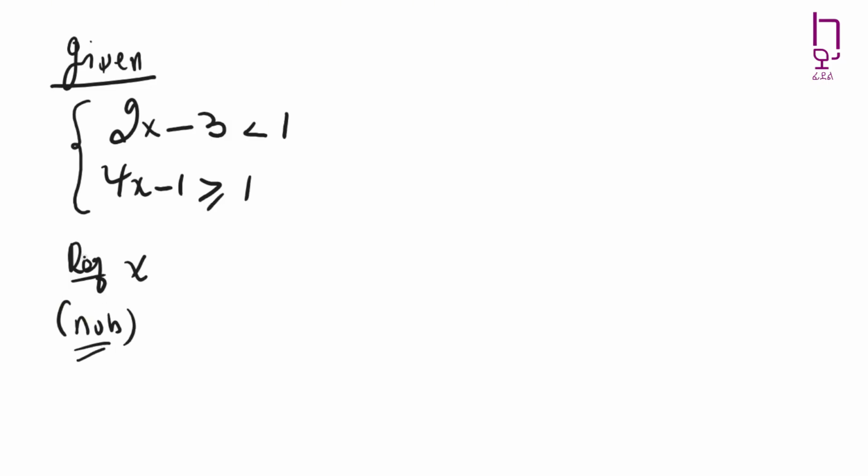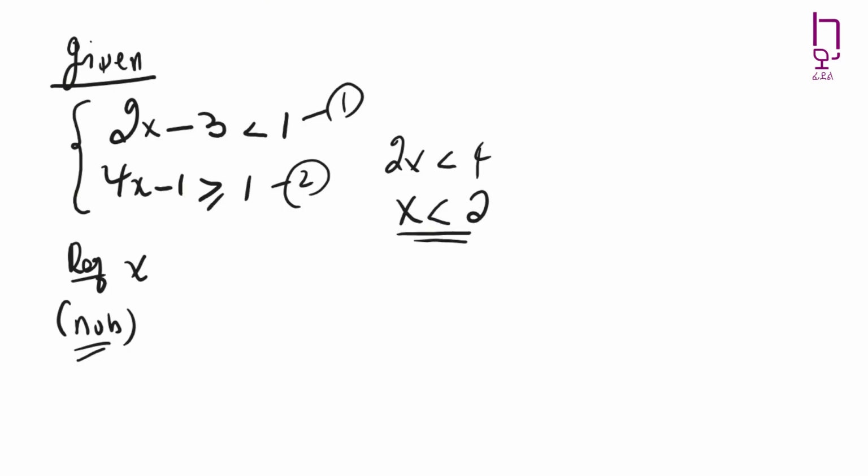Okay, we're going to do two things: find x, and show it on a number line. This is how we start solving the problem. I'm going to call this inequality 1 and this inequality 2. For inequality 1, I'm going to take 2x. When I take 3 over that side, it becomes this. Divide by 2, so x is less than 2. Okay. Now I'll go to my number line, and I draw a number line.